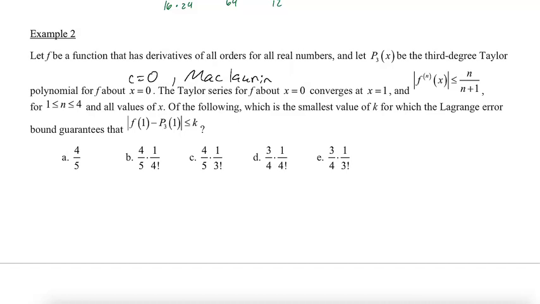The series converges at x equals 1, and for this and all values of x, which of the following is the smallest value of k for which the Lagrange error bound guarantees that the error is less than or equal to k? Well, my error formula is less than or equal to x minus c, so x in this case is 1, minus c, which is 0, to the fourth power, since it is the n plus 1, over 4 factorial, and then I need to multiply by the max of the fourth derivative.